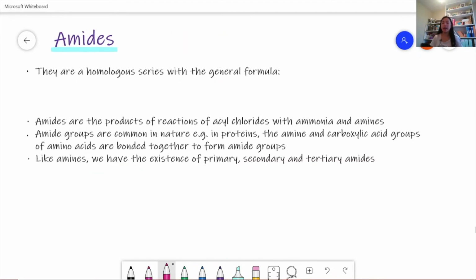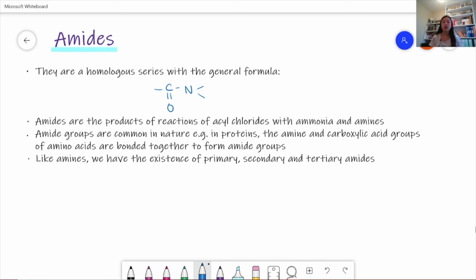Now we're going to look at amides. Amides are a homologous series with a general formula of CO and then a nitrogen. So we have a carbon with a double bond O, and this is normally bonded to a nitrogen. However, on this nitrogen, we can either have 2 H's if it's a primary amide, or we can have an R and a H, or 2 R groups. I'm just going to leave that as 2 bonds, and this is what we normally use to identify an amide.